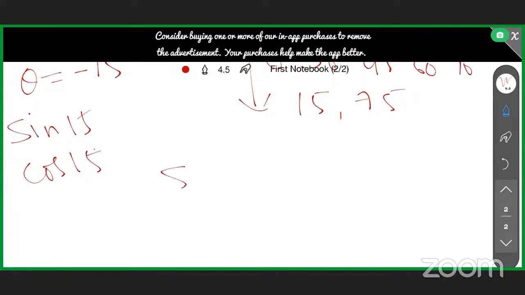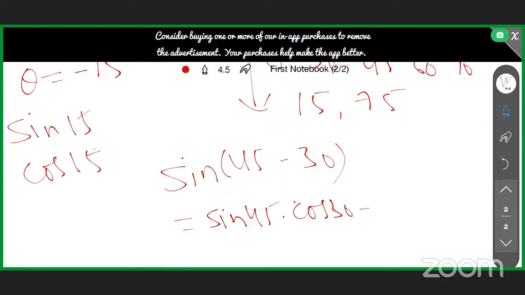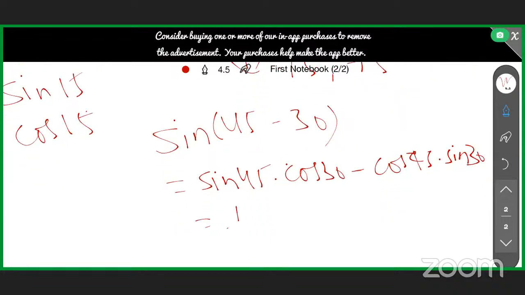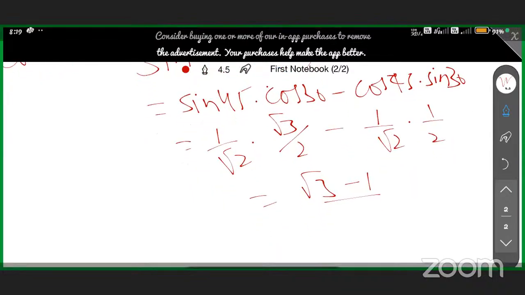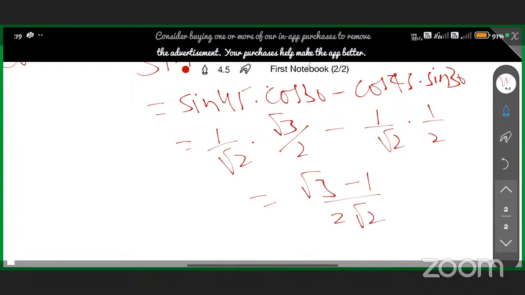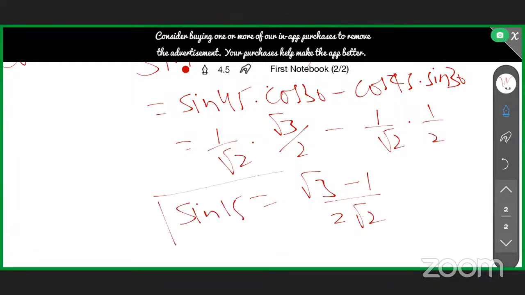If you don't know, use the formula. Sine of (45 minus 30) is equal to sine 45 into cos 30 minus cos 45 into sine 30. That is equal to 1 by root 2 into root 3 by 2 minus 1 by root 2 into 1 by 2. This is equal to (root 3 minus 1) by 2 root 2. This is the value of sine 15.